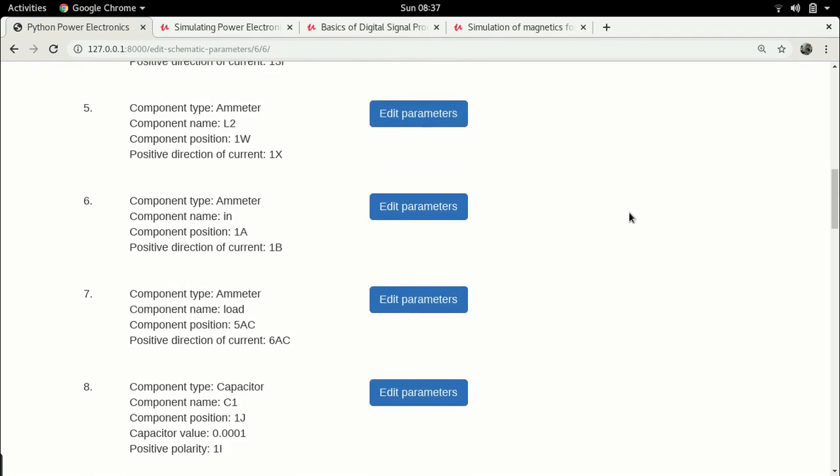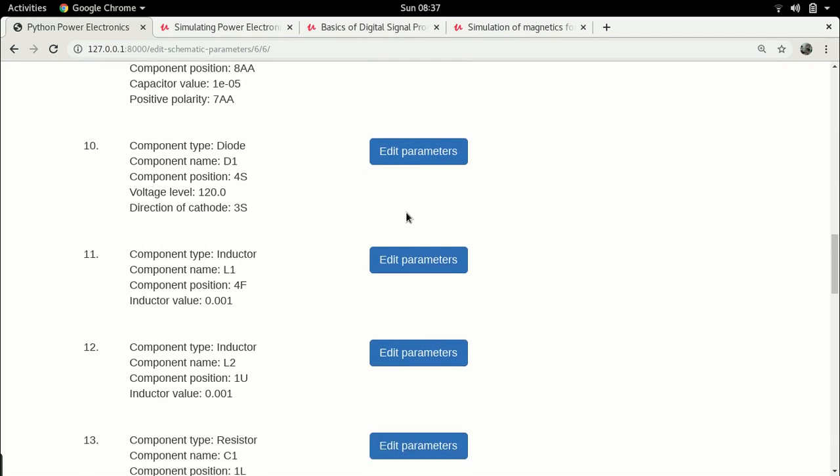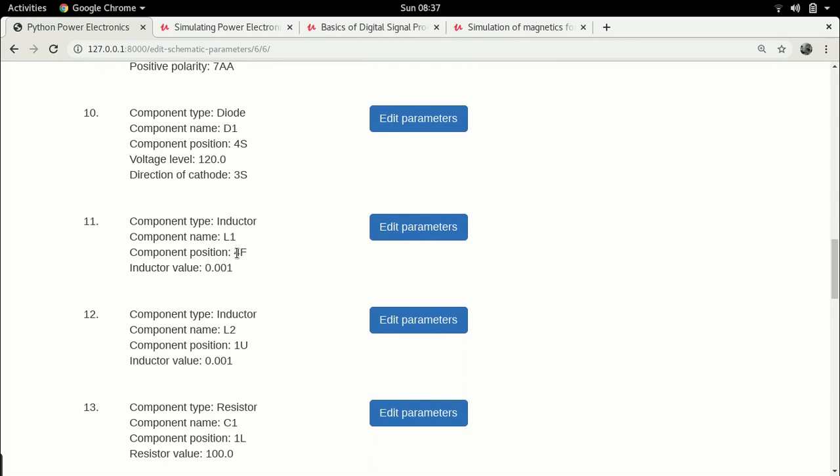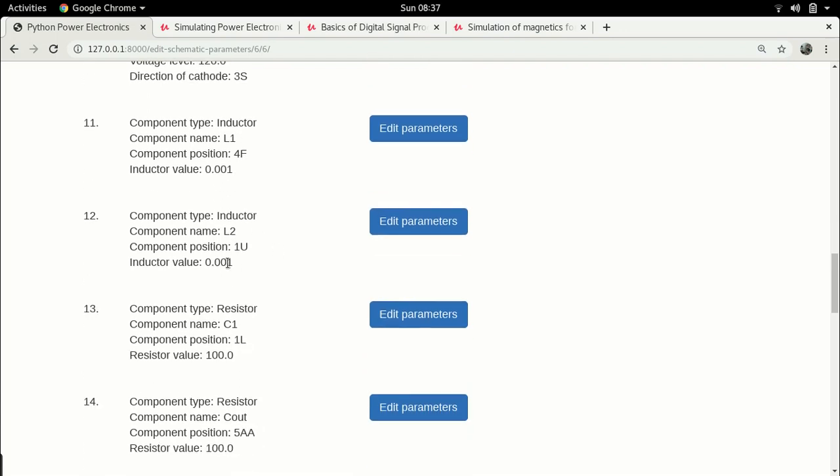Now, since this is a ZETA converter, we can leave the voltage level to be 120 volts because we are dealing with a 12 volt input, right? So this can be 120 volt. The inductor L1 is at position 4F, it's 1 millihenry. We can leave it as it is. You're welcome to play around with this value. And the same with the inductor, it can be 1 millihenry. It is at this position 1U.